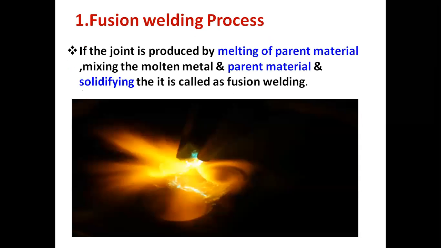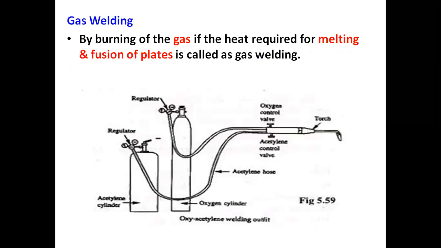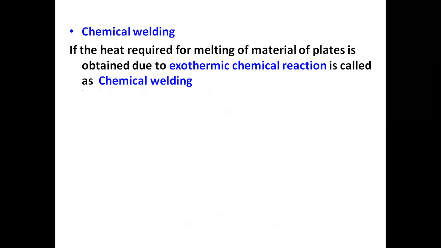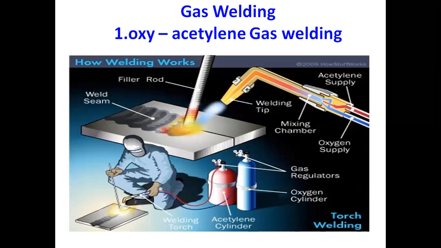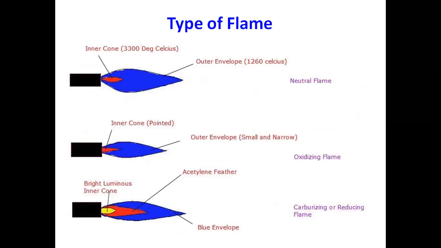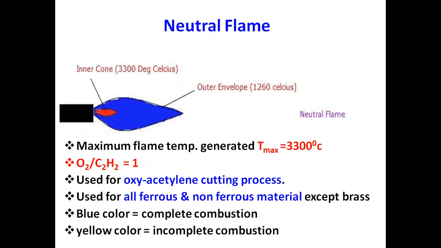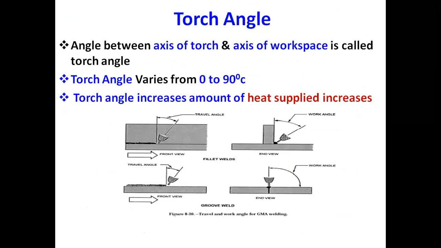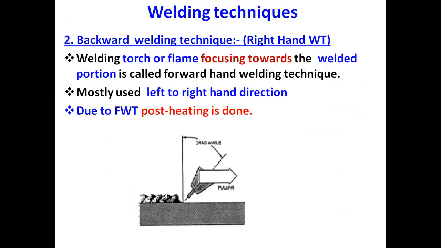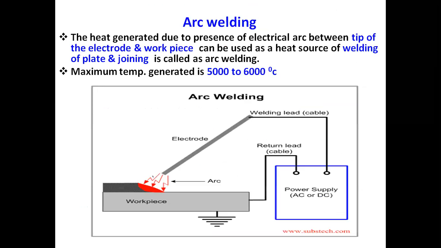So this we have seen: fusion welding process, non-fusion welding process, gas welding process, arc welding process, the different components used in welding, gas welding, oxyacetylene gas welding, types of flame, its description, torch angle, and welding techniques, that is forward and backward welding technique.